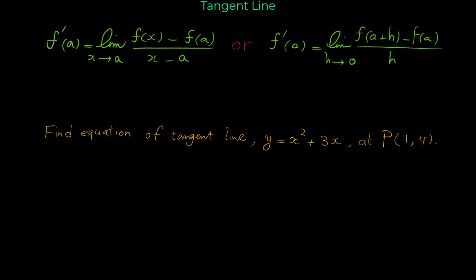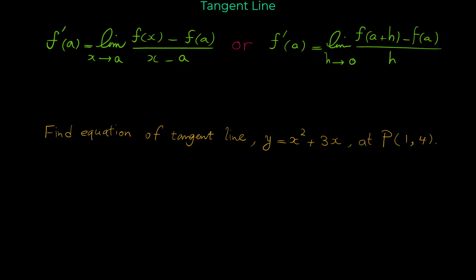Hello and welcome. In this video I'm going to show you how we can find the tangent line to a curve using the definition of the derivative. Let us start with this question. Find the equation of the tangent line to the curve y equals x squared plus 3x at the point (1, 4).